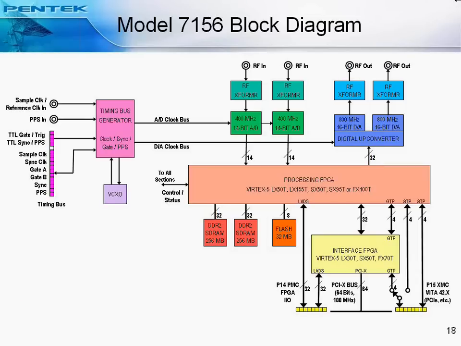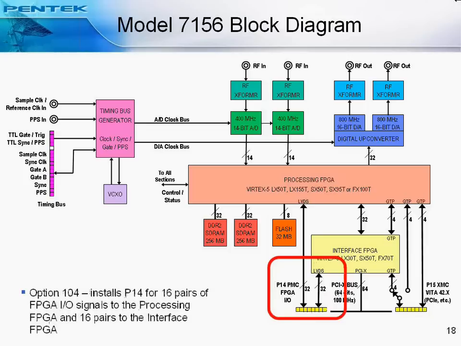For applications where additional I/O is needed to communicate with the FPGAs, option 104 installs the PMC P14 connection, and that provides 16 pairs of FPGA I/O to the processing FPGA and another 16 pairs to the interface FPGA. Many of our customers use these connections in their custom IP, and as configured from the factory, they're just simple read-write registers available in the memory map for accessing those pins.